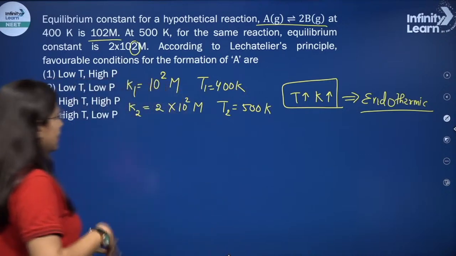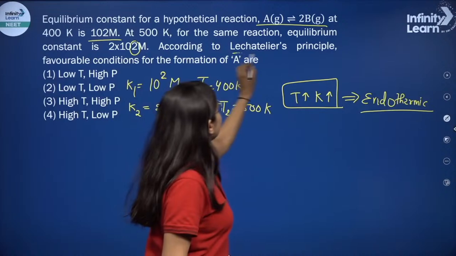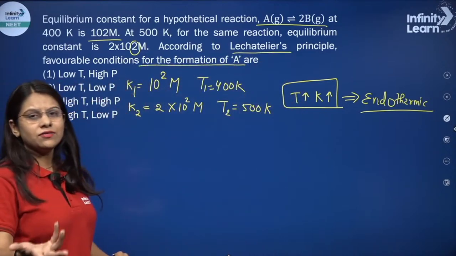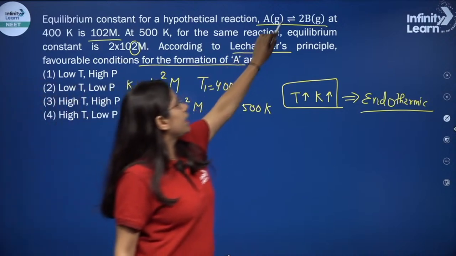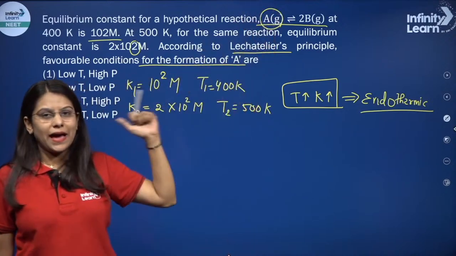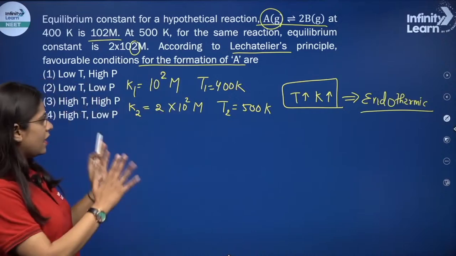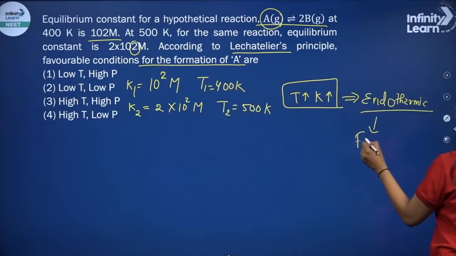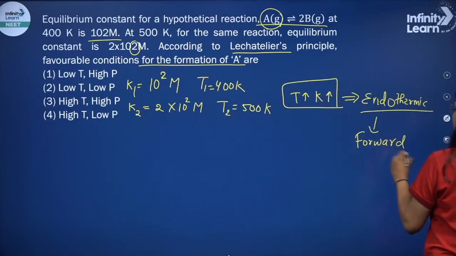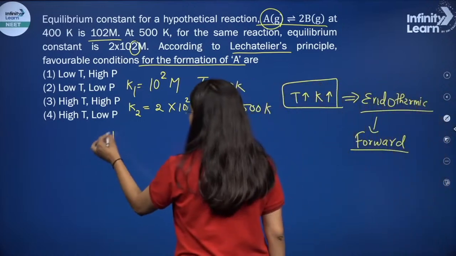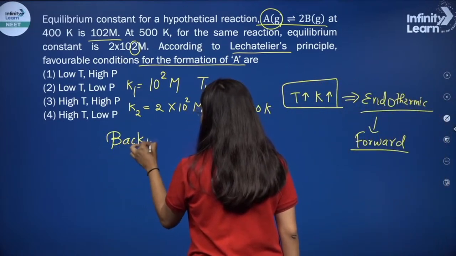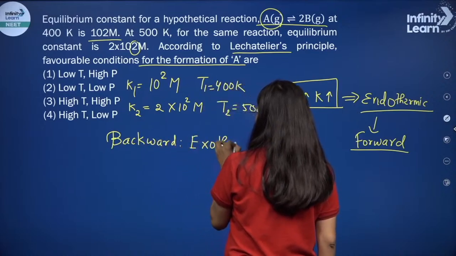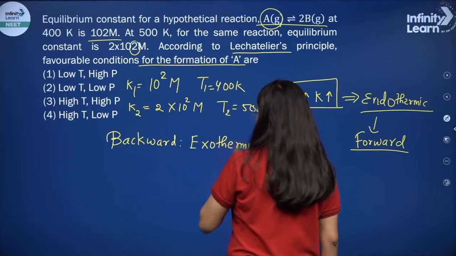नाउ कमिंग टू दिस क्वेश्चन आगे देखते हैं क्या पूछा है. According to Le Chatelier principle, favorable condition for the formation of A are. Now they want us to increase the amount of A. They want us to proceed the direction in the back side. Now as I told you, whenever अगर हम forward direction में जा रही है reaction, so forward direction में ये क्या है endothermic. We don't want this. We want reaction हमारी backward direction में जाए. So अगर हम backward की बात करेंगे so backward मतलब backward reaction क्या होगी exothermic. Right? Backward reaction will be exothermic.